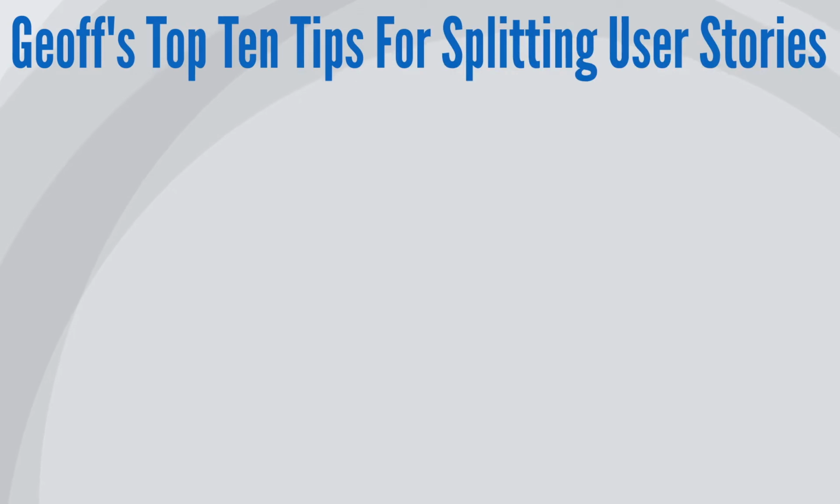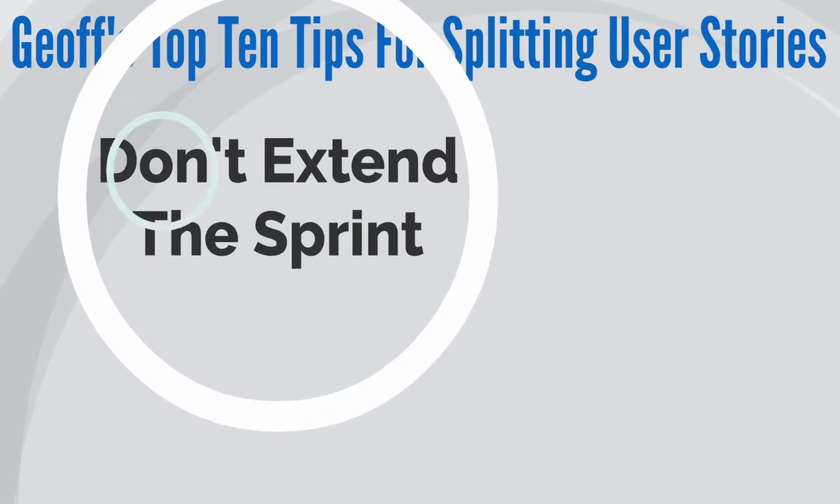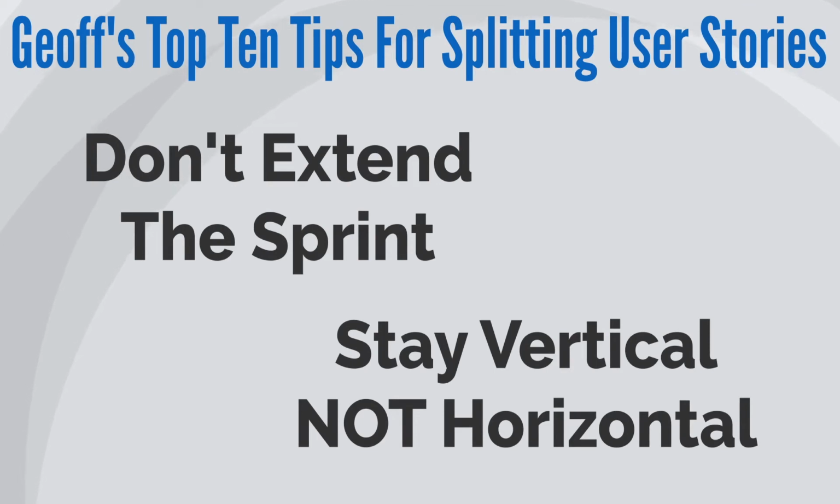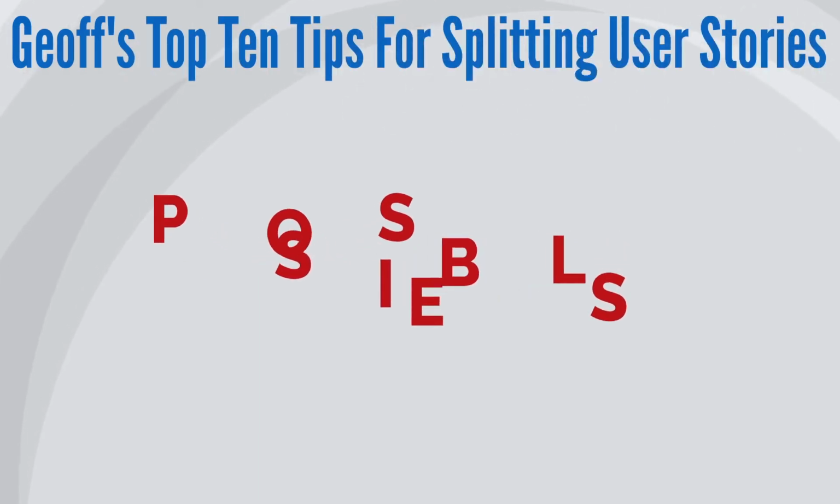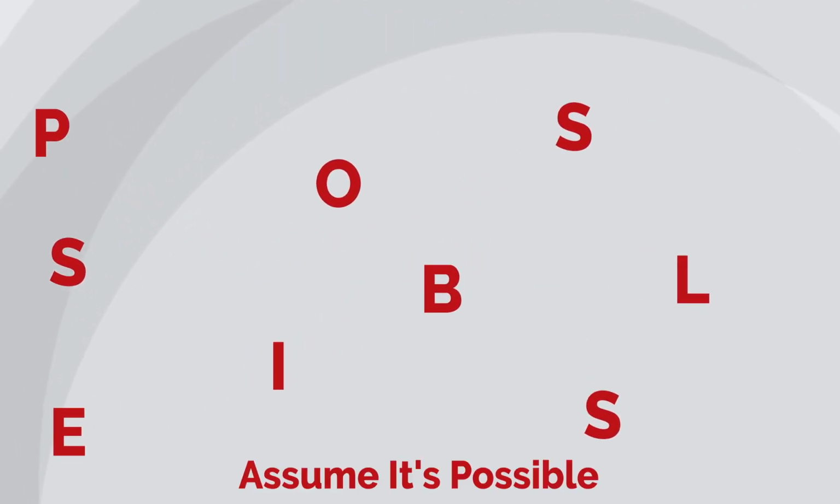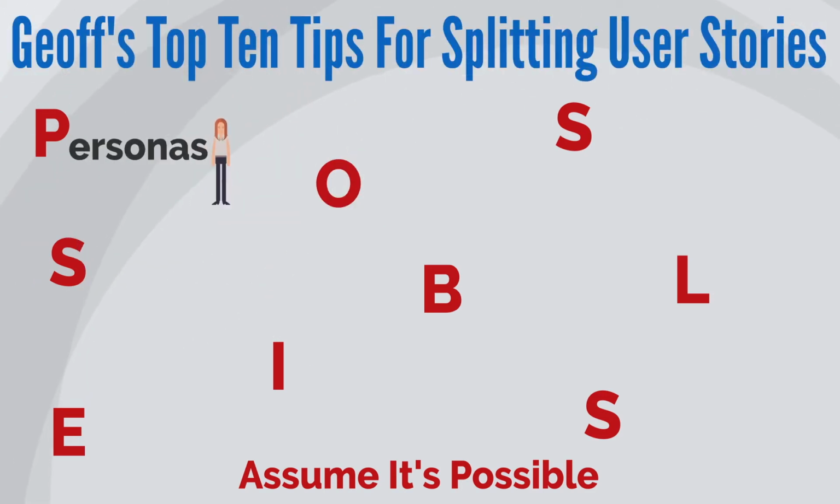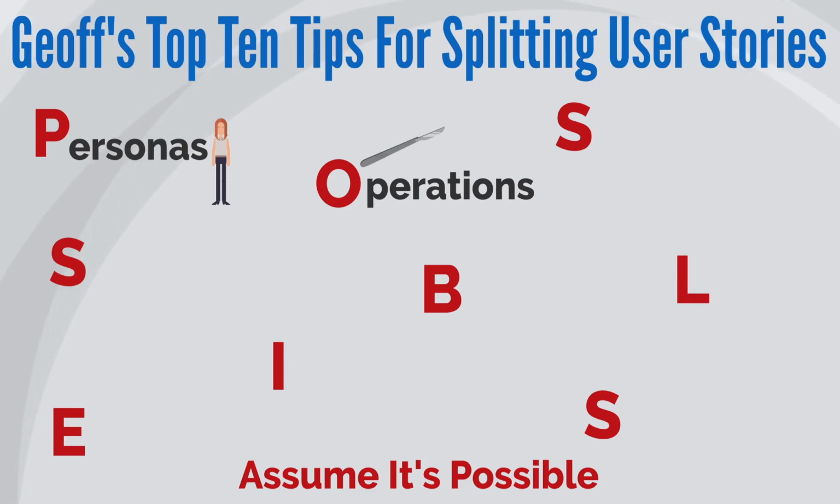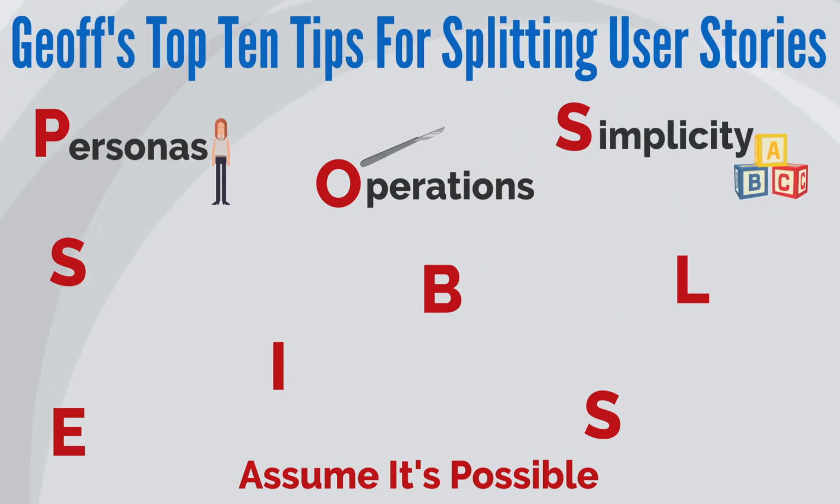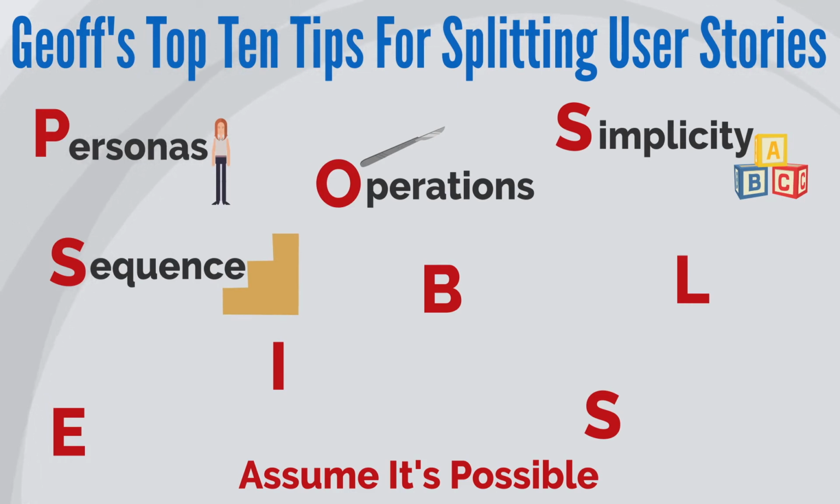So, a quick summary. Once you've avoided the traps of extending the sprint and splitting user stories by horizontal or functional silos rather than small vertical slices of value and functionality, then you can start by thinking that things are possible. And once you remind yourself that it's possible, you can start thinking about how you could split this user story by persona and the operations with which they're going to interact with our product. Focusing on the simplest way of doing something and getting some value, stripping it right back, and challenging our assumptions about the sequence in which we must do things so that we can remove any dependencies.